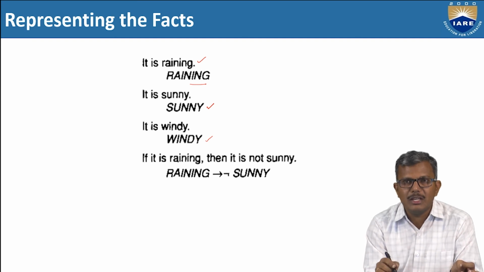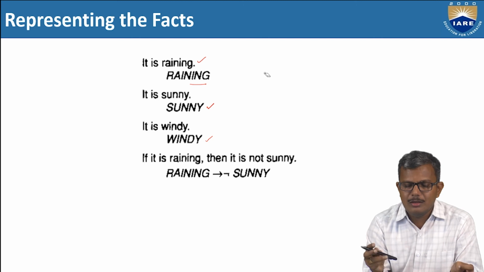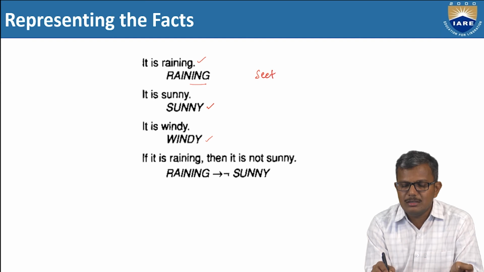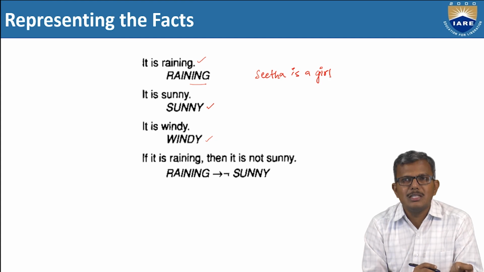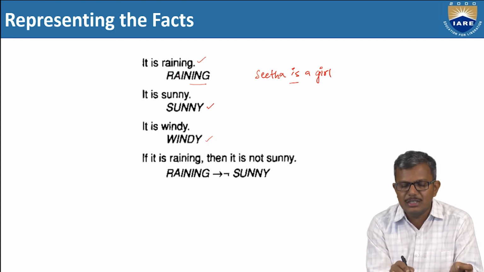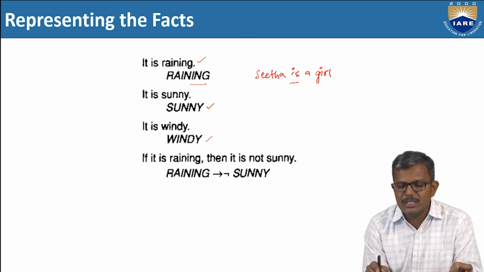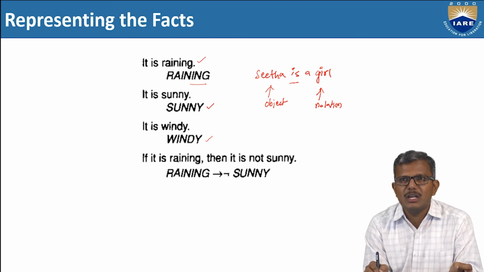In the previous session, I took one example, right? What is that example? For example, I can take the example like this. You see, Sita is a girl. This is entirely different from this particular statement, remember. So in this statement, Sita will become the object, and this one will become the relation, or it will become a function.